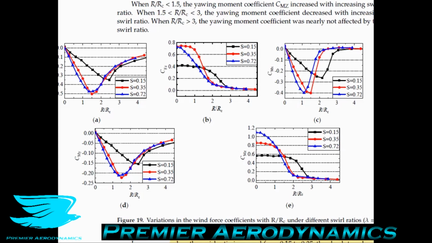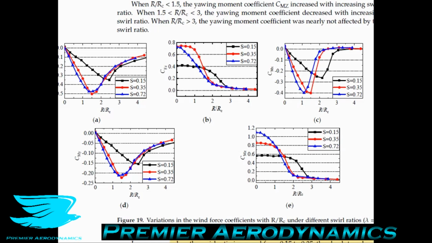And what they found was that when the swell ratio increased from 0.15 to 0.35, the absolute value of all these coefficients increased slightly. When the swell ratio increased from 0.35 to 0.72, the lift coefficient and the yawing moment coefficient changed significantly when the distance of the car away from the tornado's core was less than 1.5. But the other force coefficients remained unaffected.